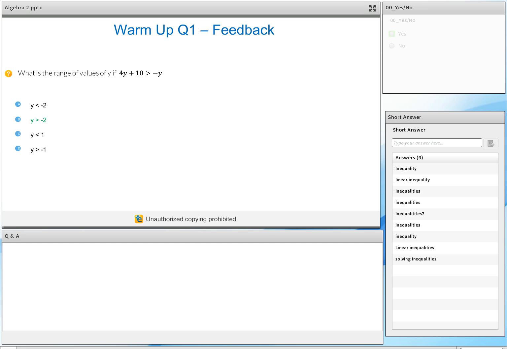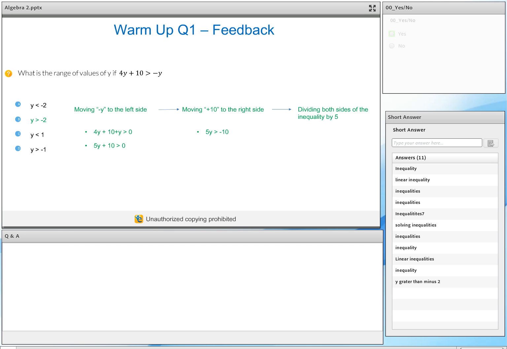Nothing much needs to be done in this question. You move the like terms to the same side and you get 5y plus 10 is greater than 0. Then you move the other term to the other side, and what you end up getting is that y is greater than minus 2. Choice B is the correct answer. Now, let me get the poll here for question number one so that we can all see how you as a class performed there.